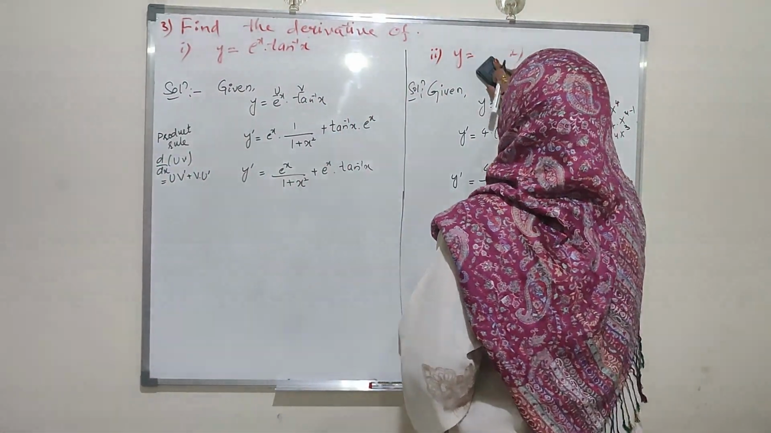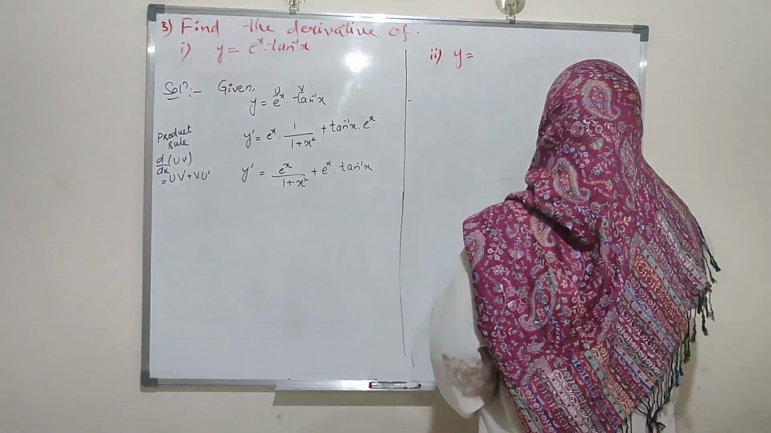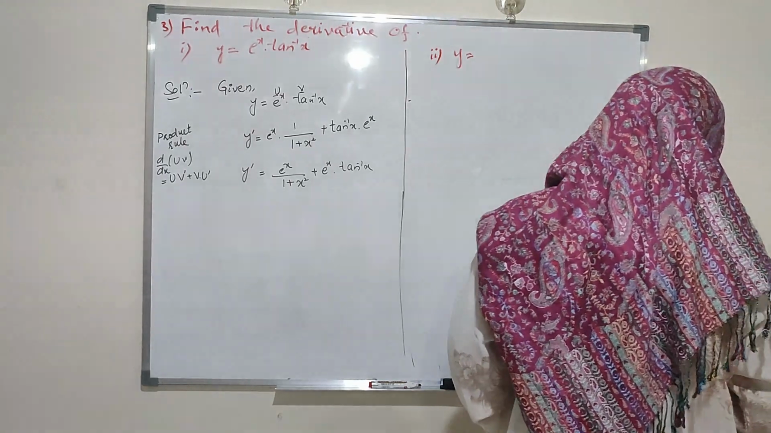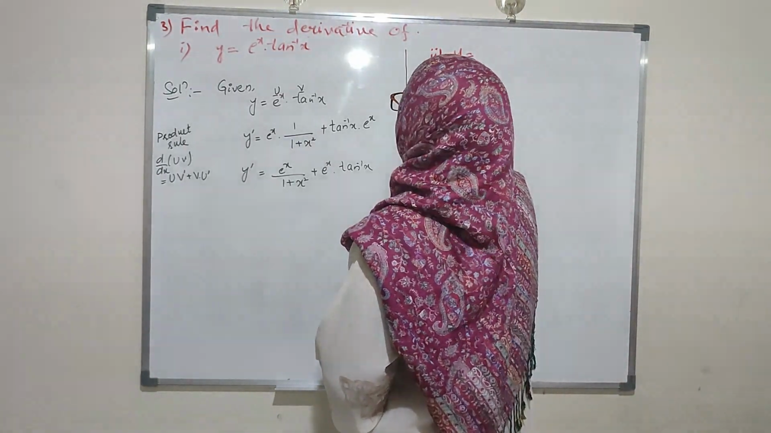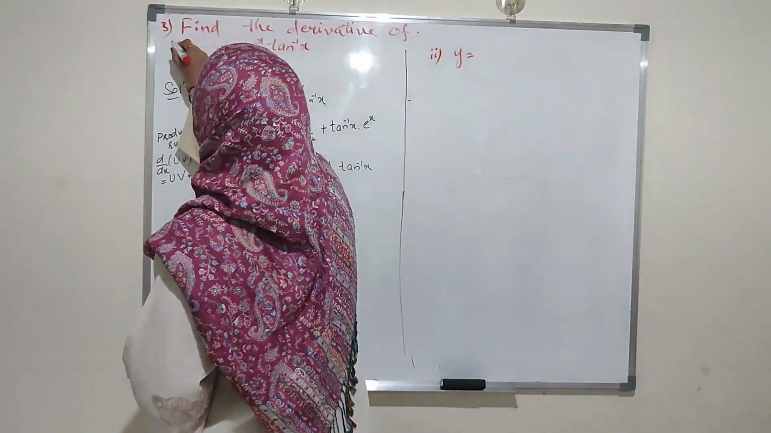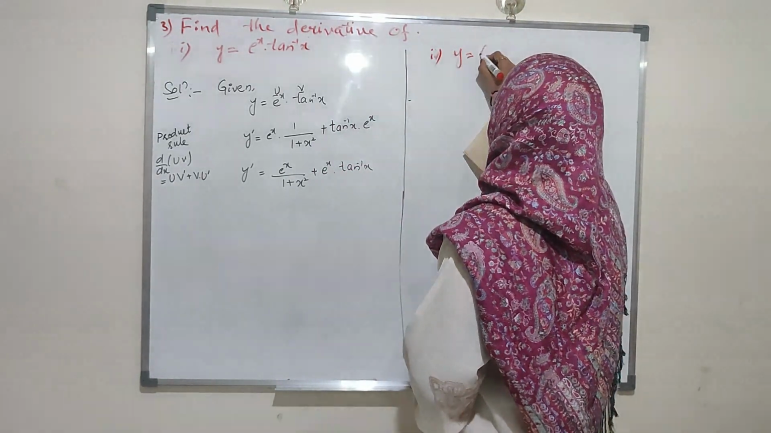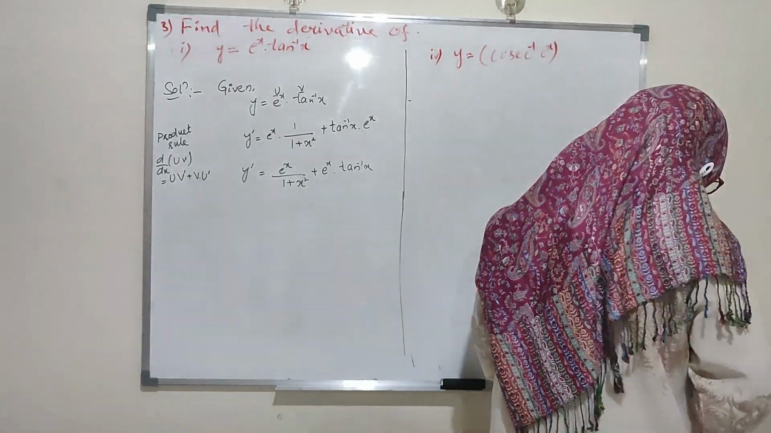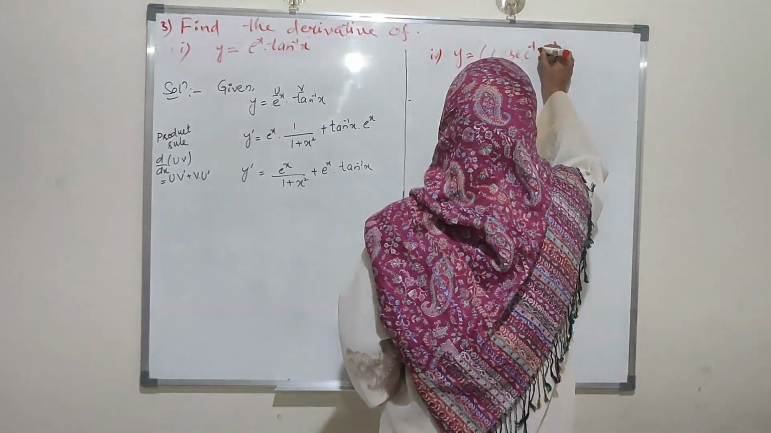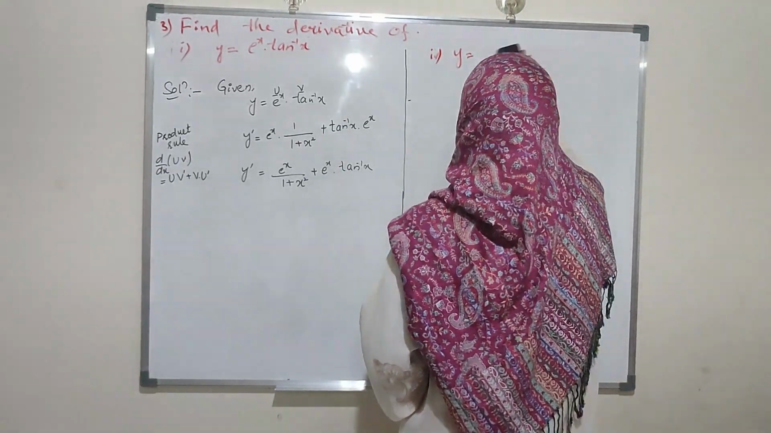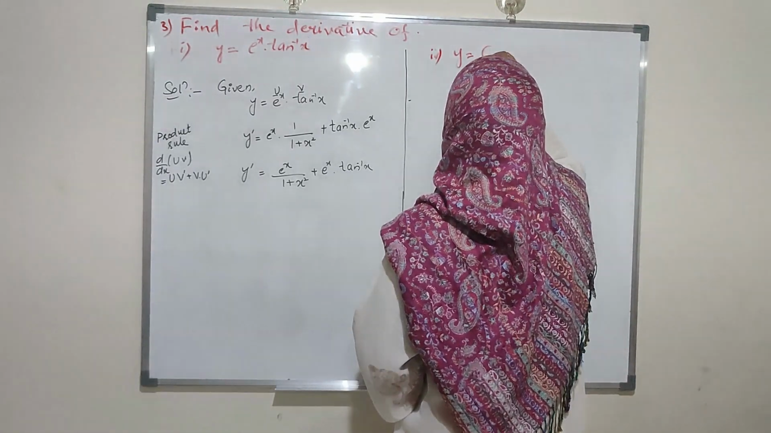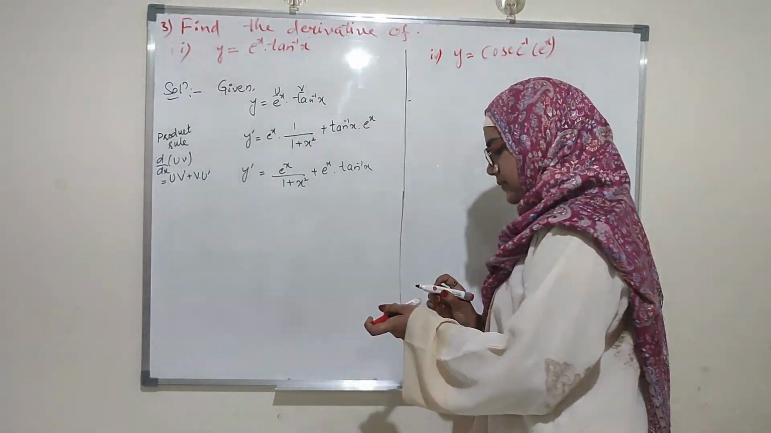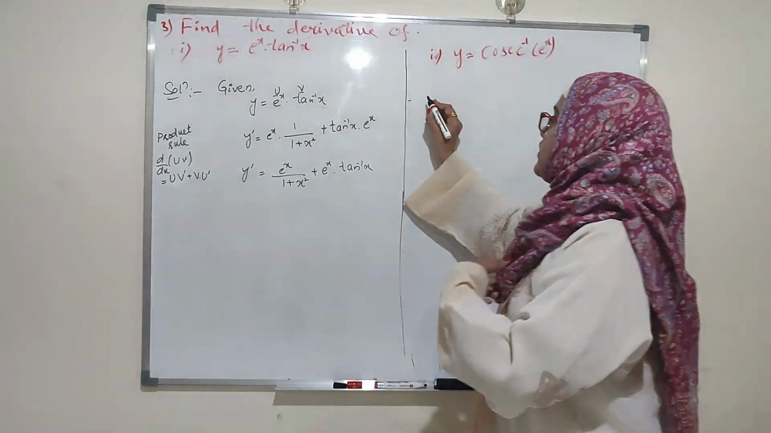Take another example. This one is the fourth example. y is given to you as cosec inverse of e raised to x. Write down the solution.